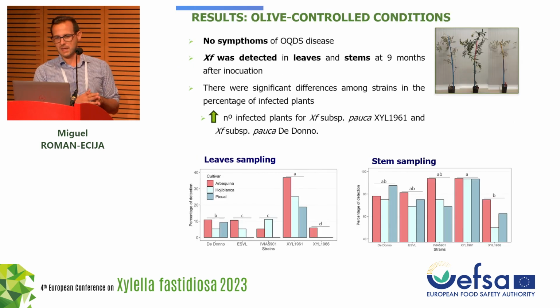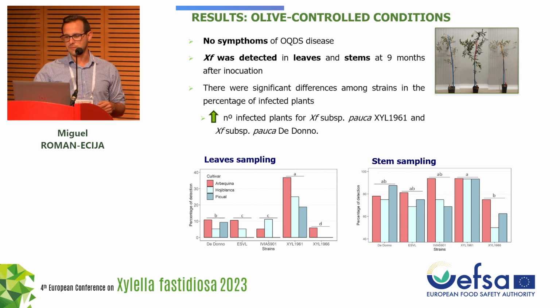In this first slide of results, the main idea is that we don't observe symptoms of the disease caused by Xylella fastidiosa. However, we were able to detect Xylella in leaves and also in stems. And also, we saw a significant difference between strains, the 2 strains with the higher number of infected plants being those isolated from olive.